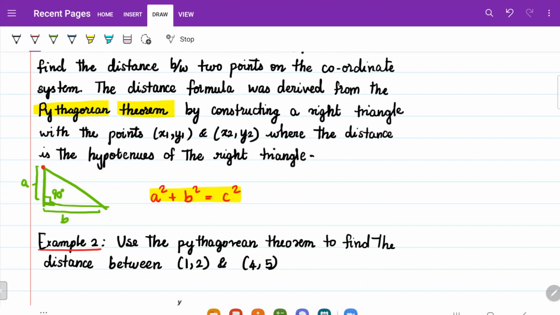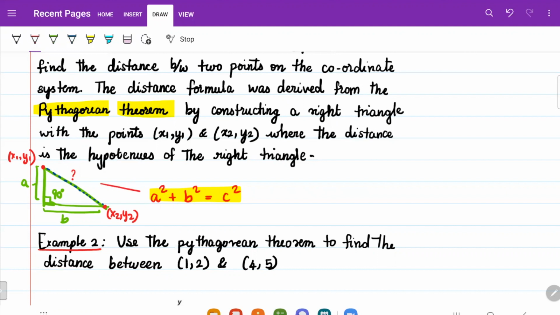So basically this point here is x1, y1, and this point here is x2, y2. And we want to know what is the distance between x1, y1 and x2, y2. So if you see here, this is just a right-angled triangle with sides A and B, and now we want to know what this side is.